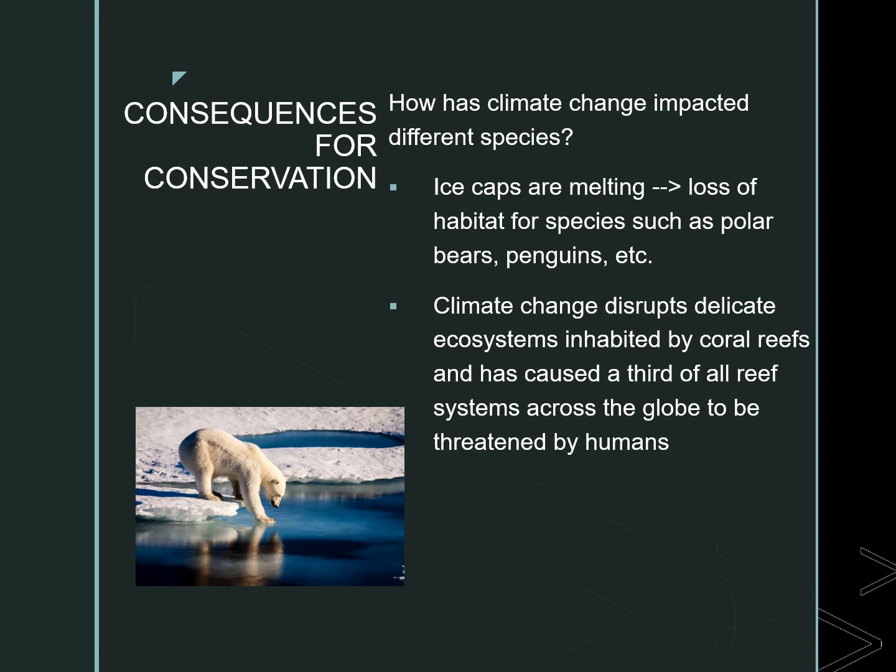One of the big questions we have to ask is how has climate change impacted different species? A couple ways that it has done this is by melting the polar ice caps, which have limited habitats for species such as polar bears and penguins, and it also disrupts delicate ecosystems. An example of this would be coral reefs. It has actually caused a third of all reef systems across the globe to be threatened by humans.